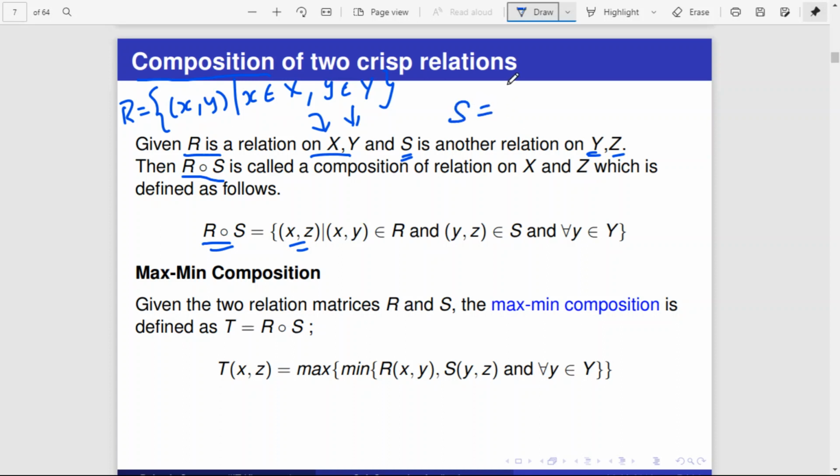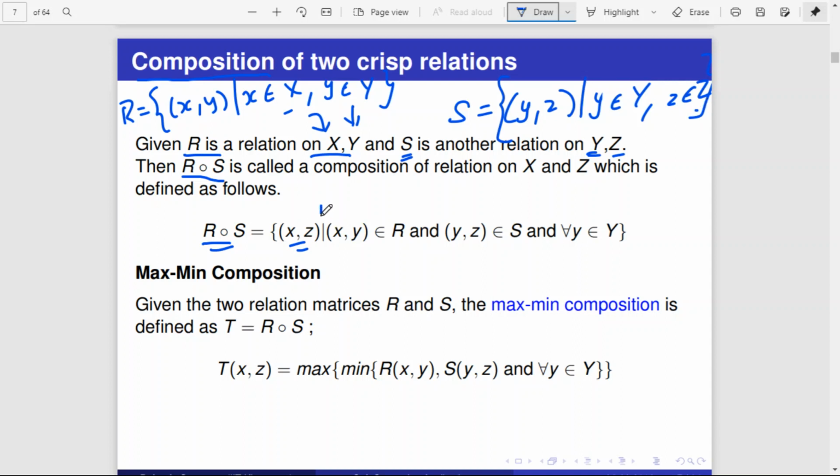Similarly, S is defined something like this. Every element in S is nothing but y comma z, such that small y belongs to the set capital Y and small z belongs to the set capital Z. So this is how R and S were defined. But now R composition S is x comma z, that is, x is from the set capital X and z is from the set capital Z.